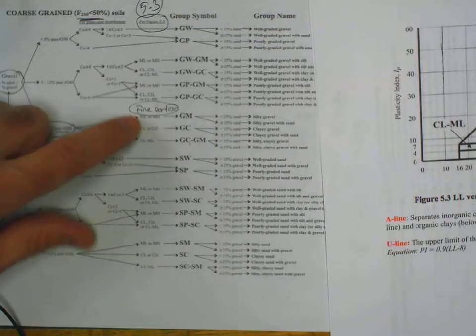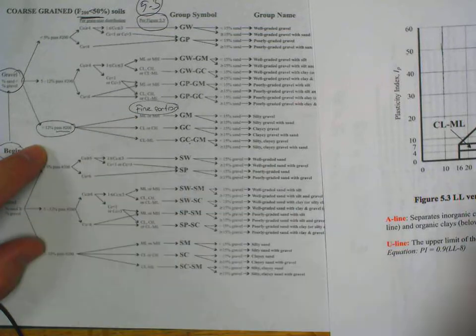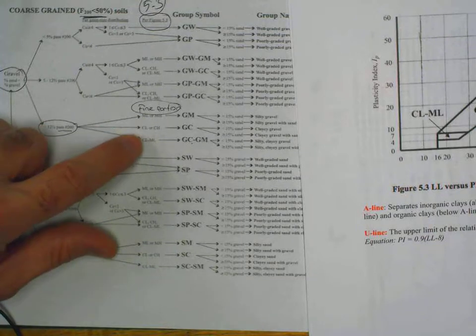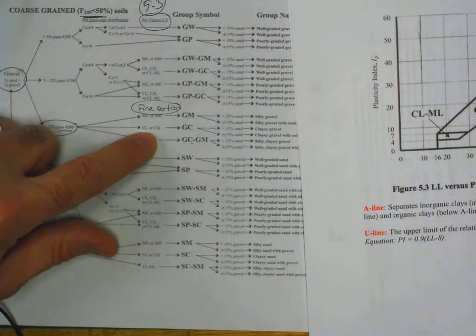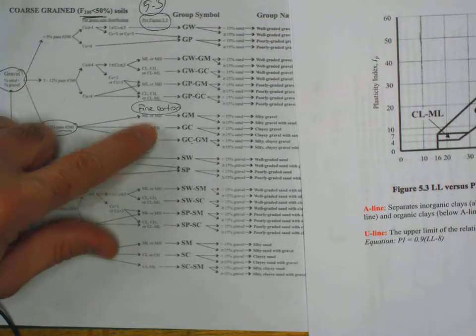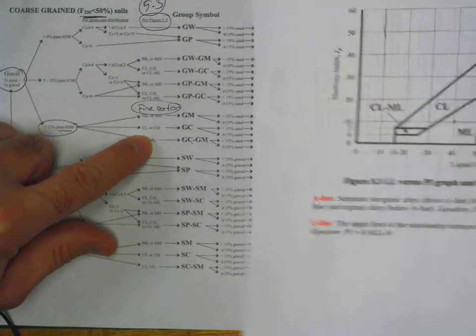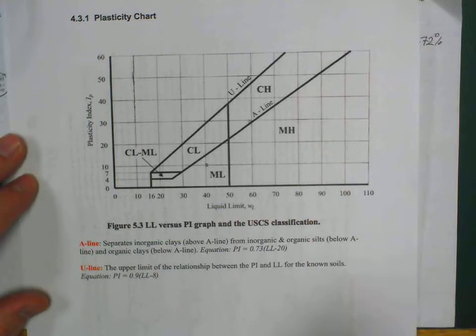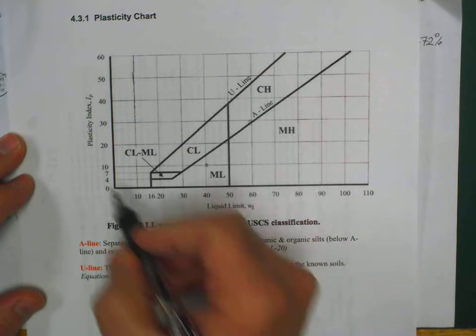For the fine portion, meaning the material passing the number 200 sieve, I need to determine whether it's an ML or MH, CL or CH, or CL-ML. So how do I find that? Using what we call the plasticity chart. This plasticity chart is based on liquid limit and plasticity index.